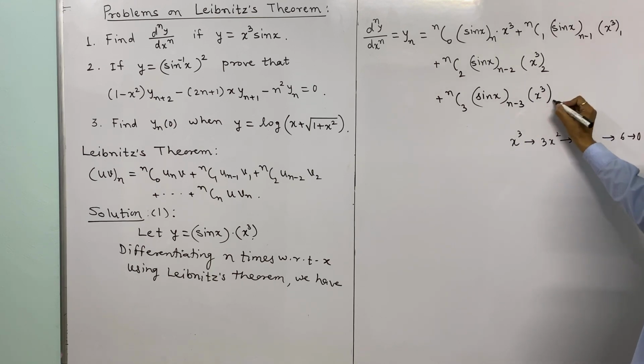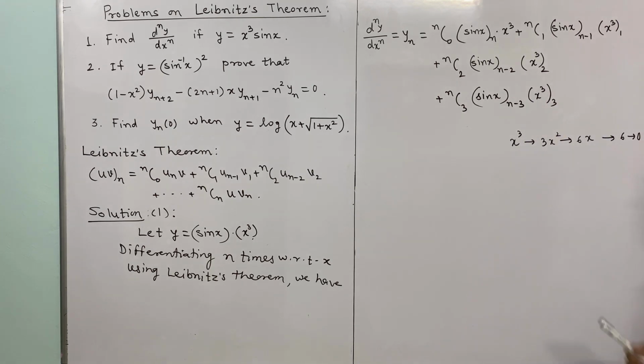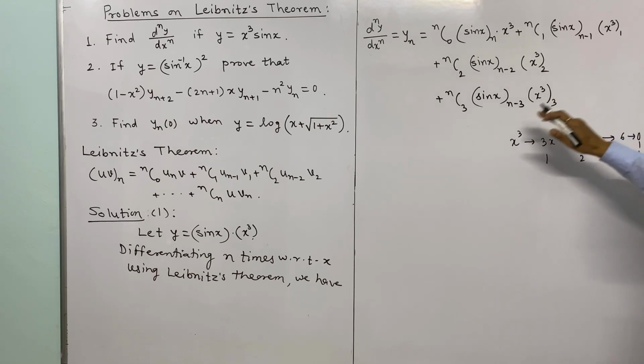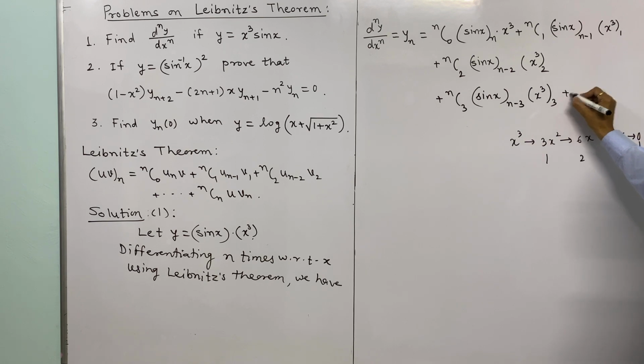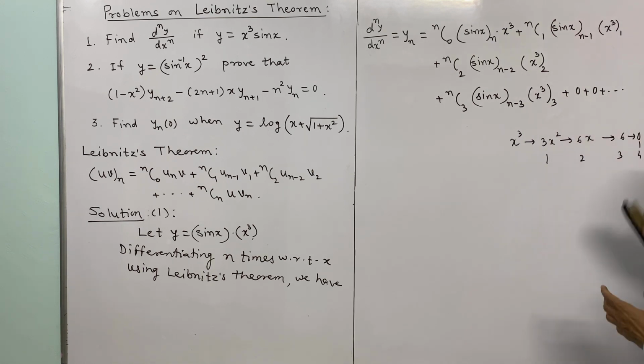So this will be the third derivative of x cube. And what will be the fourth derivative of x cube? This is the first derivative, this is the second derivative, this is the third derivative, and the fourth derivative is 0. So there is no need to write the next term because it is going to be 0. All the further terms will be 0, plus 0, and so on. So the remaining terms are 0 and there is no need to write them.